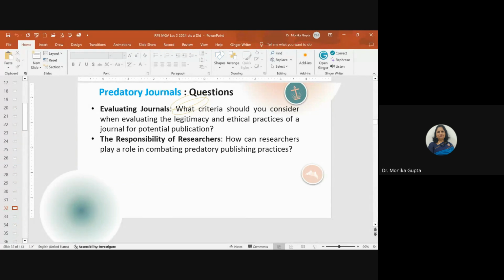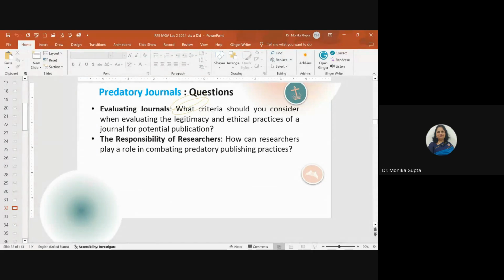Yes. So evaluating journals, that is criteria for legitimacy and ethical practices, that is general reputation. As you have mentioned, check impact factor, citation index, and reviews. Then peer review process, that this impact factor related information you can download from, I think, Web of Science. That is also the authentic one. Clarivate. Yes, Clarivate.